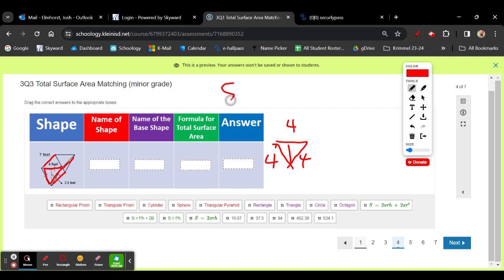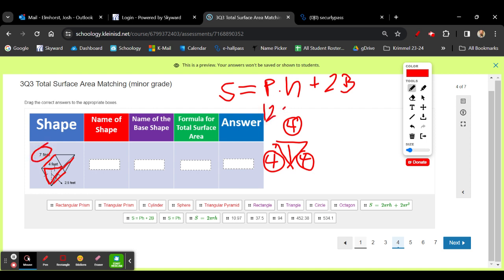So let's focus on the formula and filling it out. Perimeter times height plus 2 times the base area. So the perimeter is adding up all the sides of the triangle. So it's going to be 12 times the height of the 3D shape, which is 7. So we got that figured out. Now let's look at the base area.